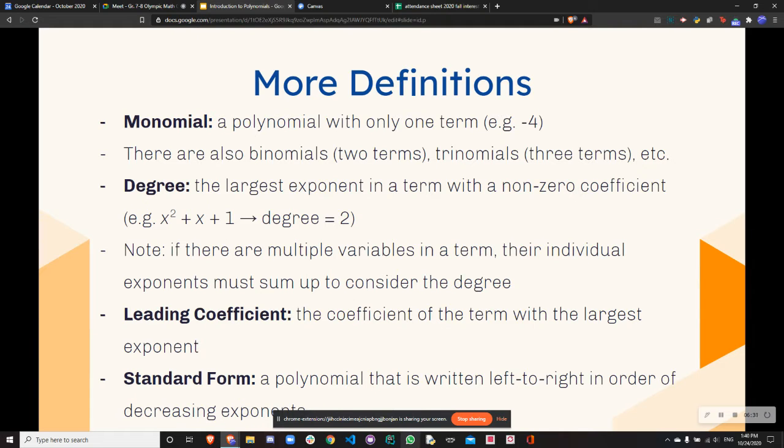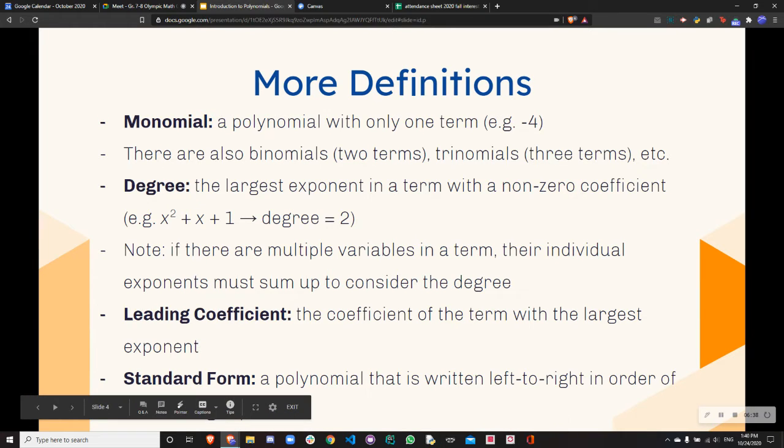And last definition, standard form. Standard form is basically a polynomial that is written left to right in order of decreasing exponent. So the polynomial x squared plus x plus 1 is written in standard form because you're decreasing the exponent as you go from left to right. So going from exponent 2 to exponent 1 to exponent 0. So constants have a degree of 0.